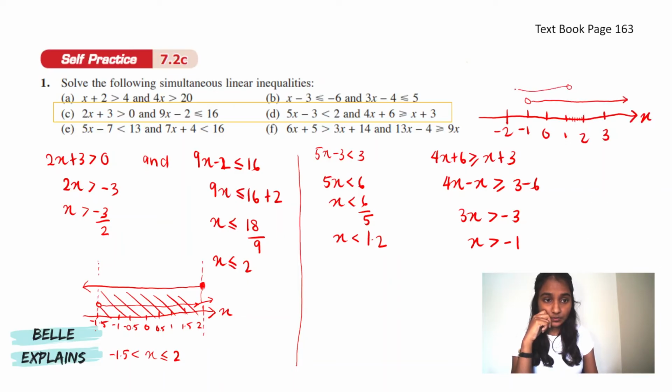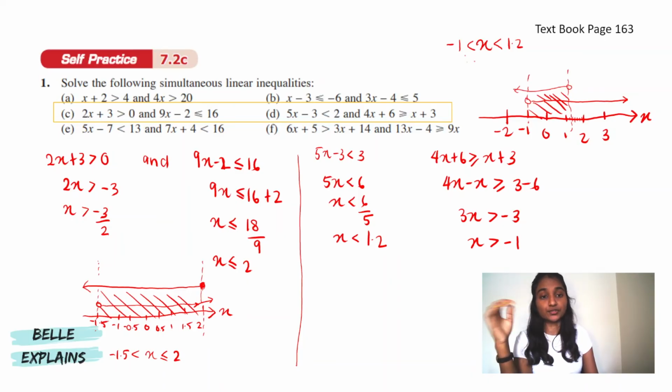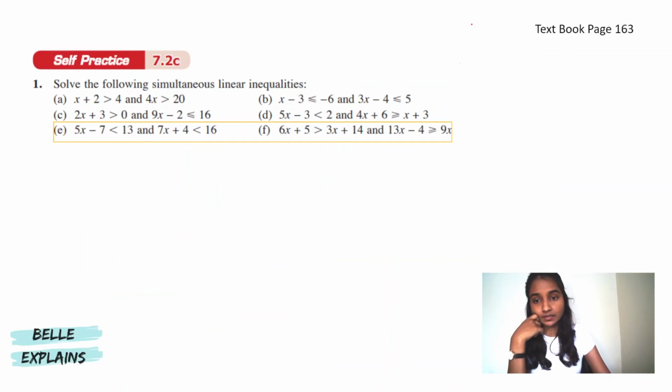Somewhere around here, it goes this way. So the overlapping happens here. Make sure you guys are using a ruler for this. Okay, so my final answer is x is smaller than 1.2 and bigger than negative 1. So this is the range of the value of x. It could be within these numbers, okay?